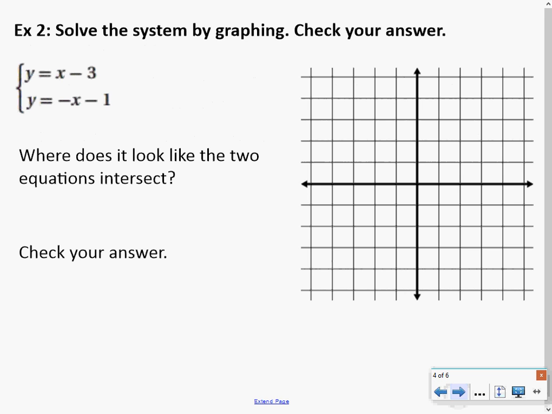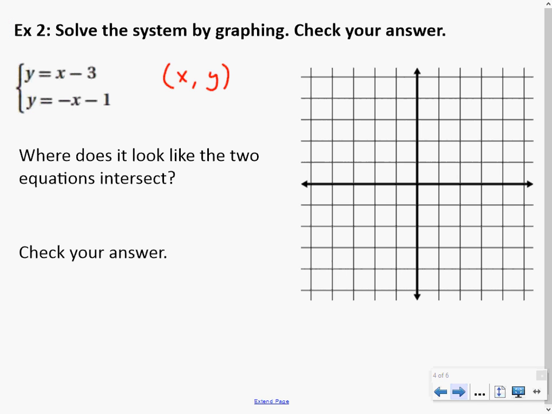So solving by graphing is a very, very nice method. If we want to solve this system of equations, remember we're finding an x and a y value, we want to find the intersection point of these two lines. So we're going to graph each of these.